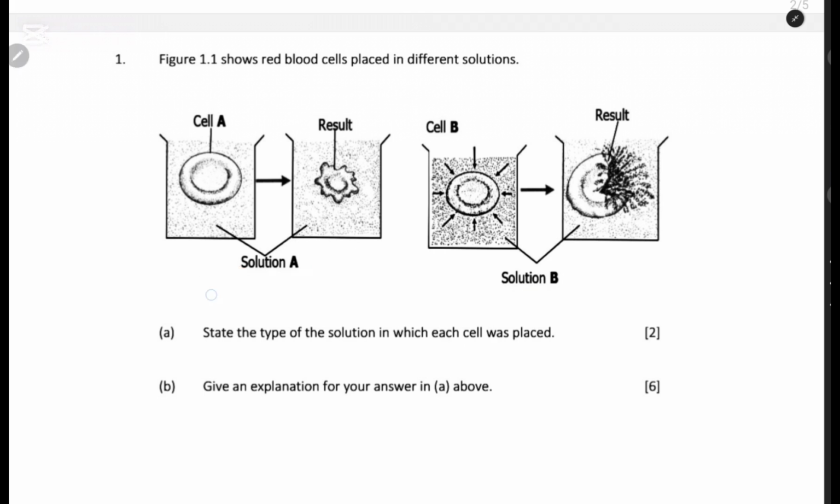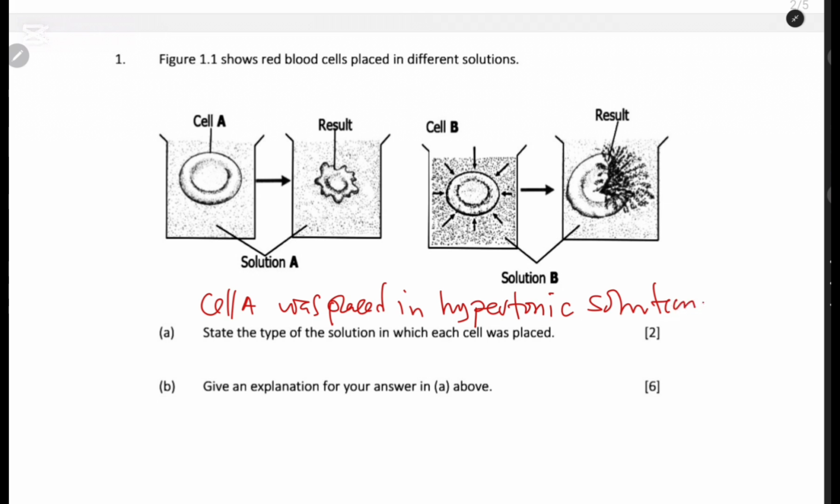So cell A, we can write cell A was placed in, look at it. After it was placed in this solution, it shrunk, reduced in size. What happened? It lost water, and this can only be if the outside solution is more concentrated than inside the cell, and that kind of solution is called hypertonic solution. So cell A was placed in hypertonic solution.